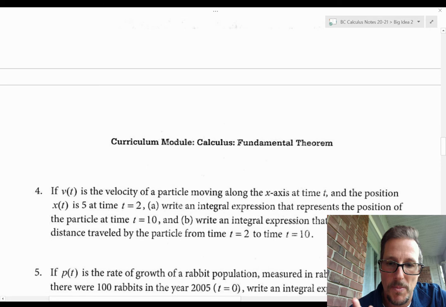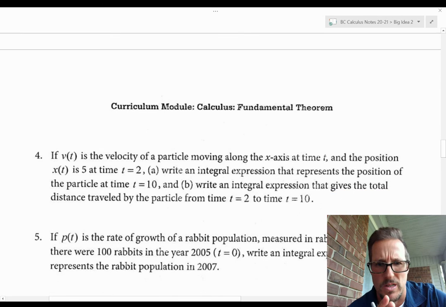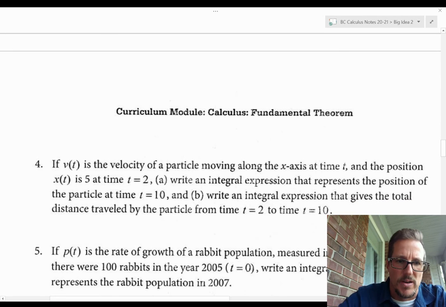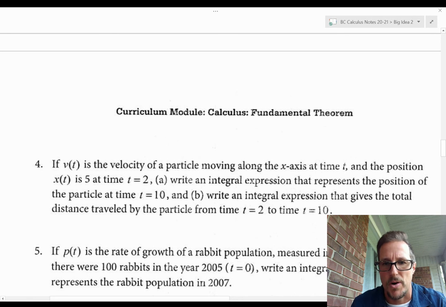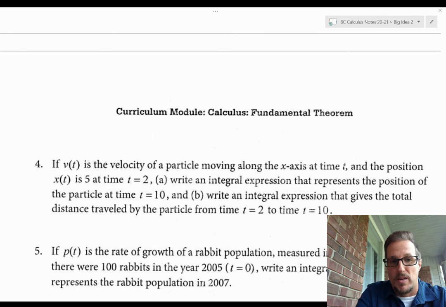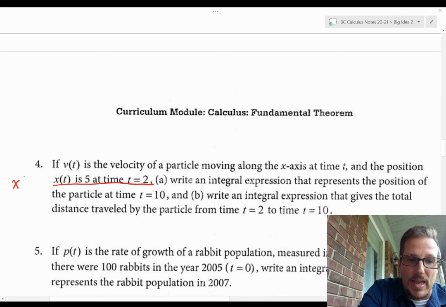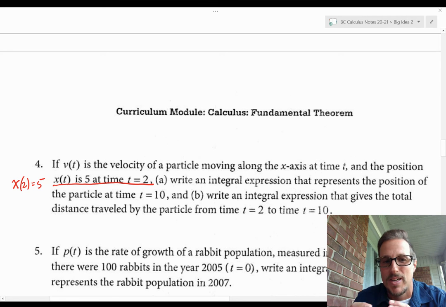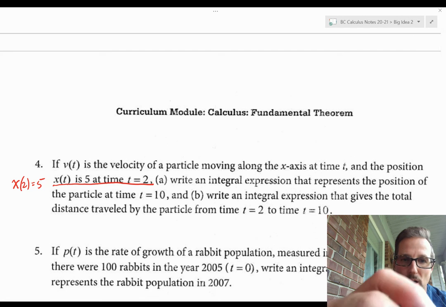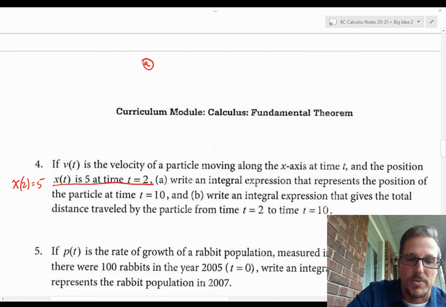Okay, a couple more application type examples. This one's a lot to read, but let's break it down here. V of t is again the velocity of a particle moving along the x-axis. Now we're told a little bit more about it. The position is 5 at time equals 2. Another way to write that would be x of 2 is equal to 5, the x position at time 2 is equal to 5. So part A, follow me up the screen here.